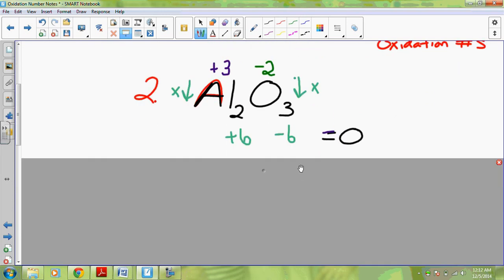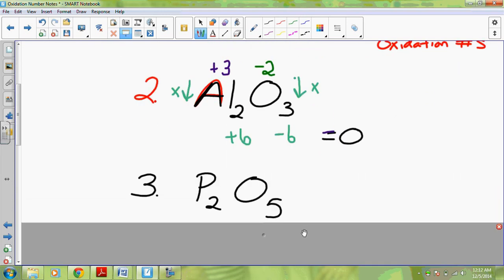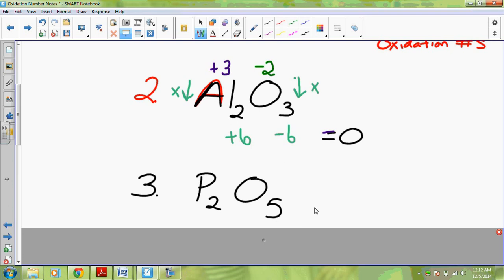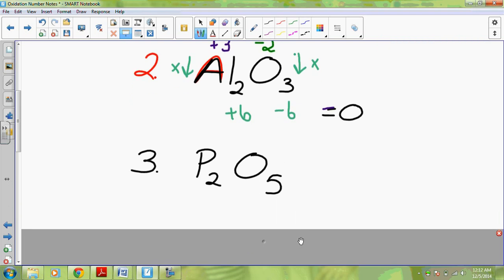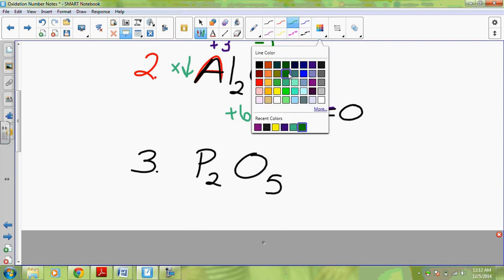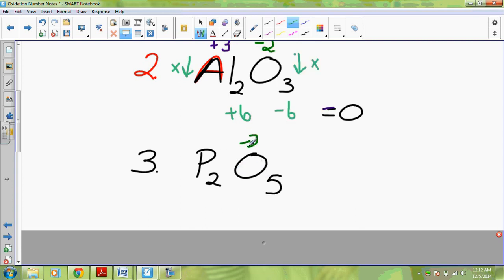Alright, let's go to another one. Alrighty, phosphorus and oxygen in the arrangement of P2O5. P2O5 would be diphosphorus pentaoxide. So right away, we see this oxygen. Don't even think. I know this isn't natural to you guys now, but later, if you guys are doing oxidation numbers and you see O, boom, right away, -2. It is always going to take 2 electrons.